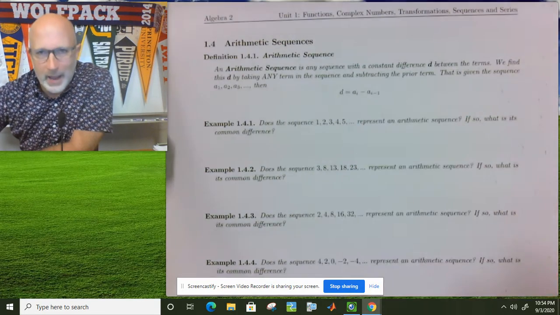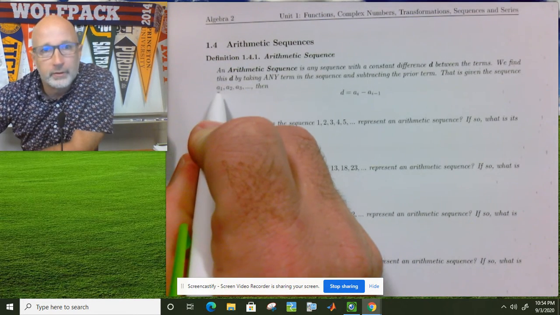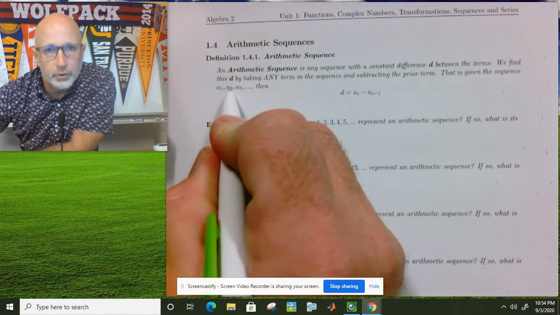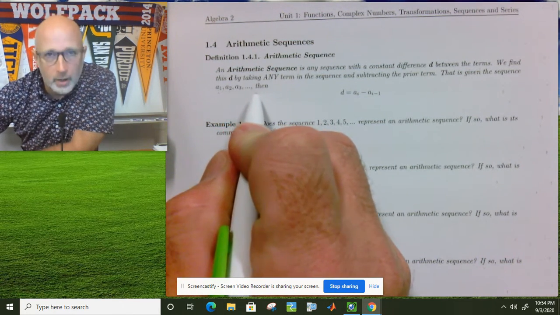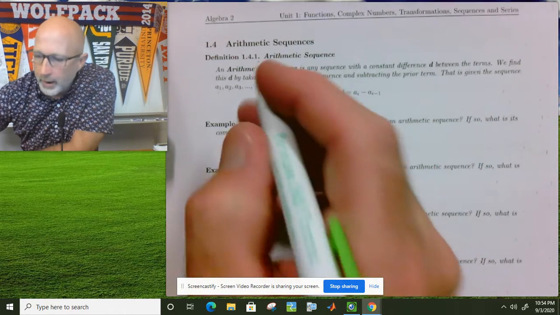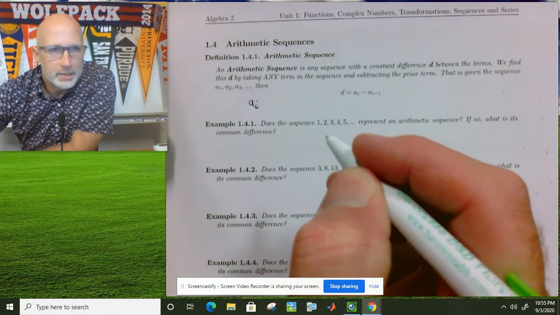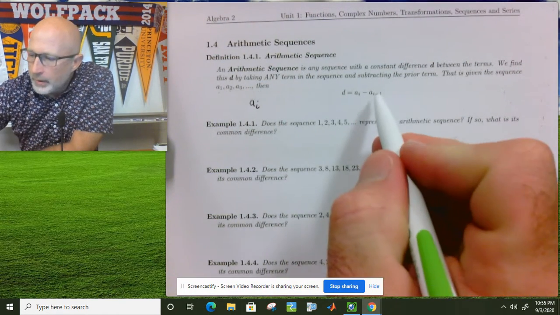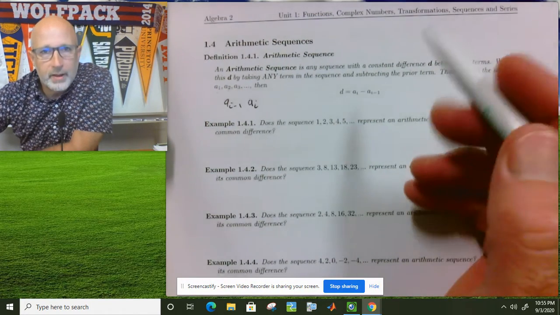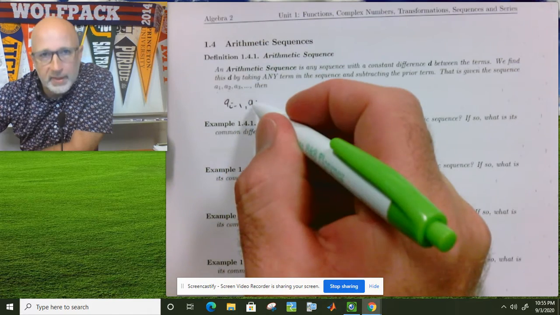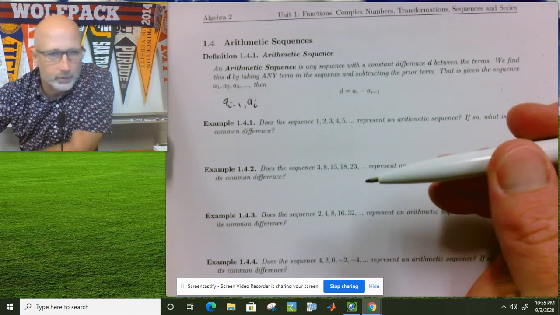Now, what's this i stuff? If you look here, I have a sequence a1, which represents the first term, a2, which represents the second term, a3, which represents the third term, and so on. Somewhere along there I have this a sub i. The i just represents a single number, and the number that comes right prior to it is a sub i minus 1. So to find the common difference, you take any term in that sequence, which I'm representing as a sub i, and you subtract a sub i minus 1 from it.